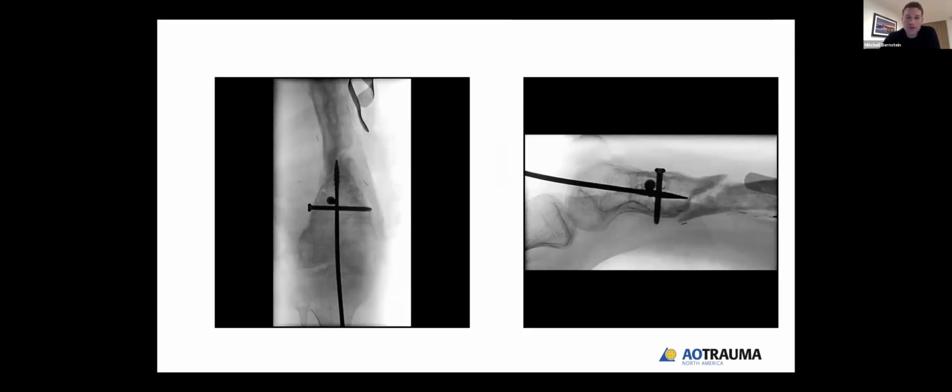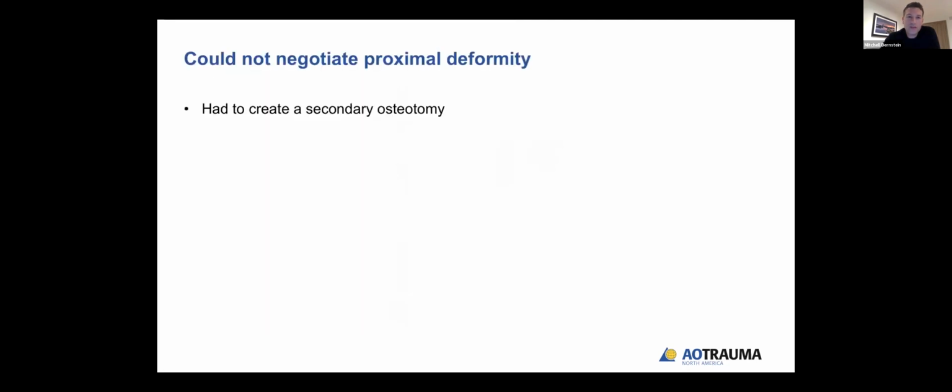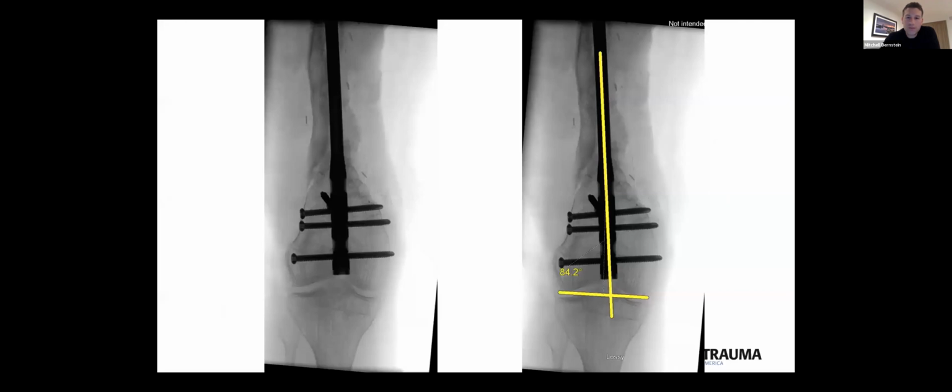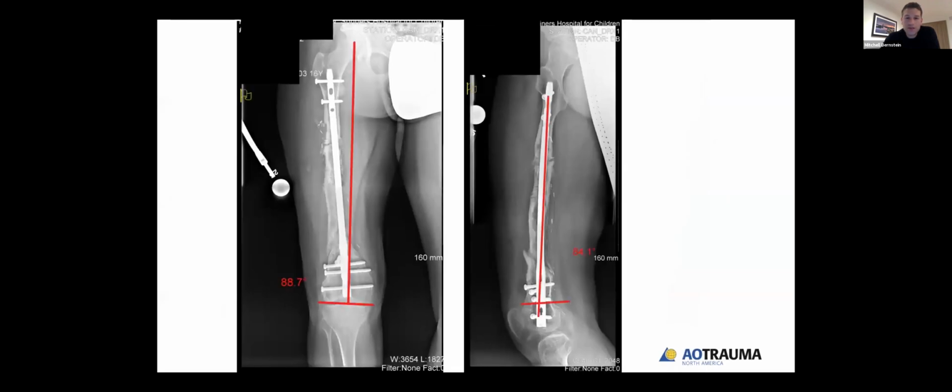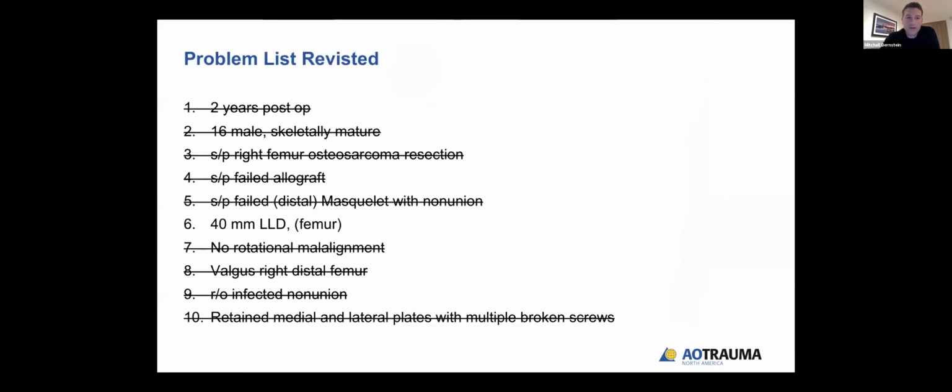In our reamer sets, we know we have 6 millimeter hand reamers, so we're trying to perforate the canal and recreate the canal. We had to perform a secondary osteotomy to negotiate the curve of this bone. We ended up getting 84.2, so we're off by 0.2 degrees. But we got a nice alignment, and now we just have to do a lengthening.